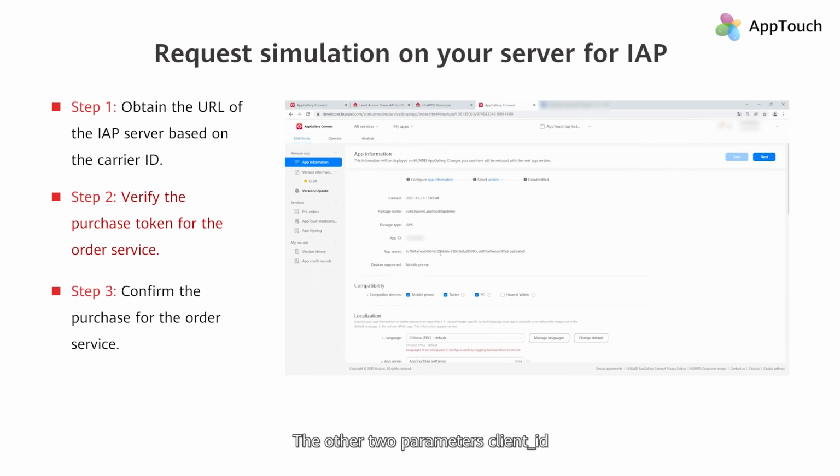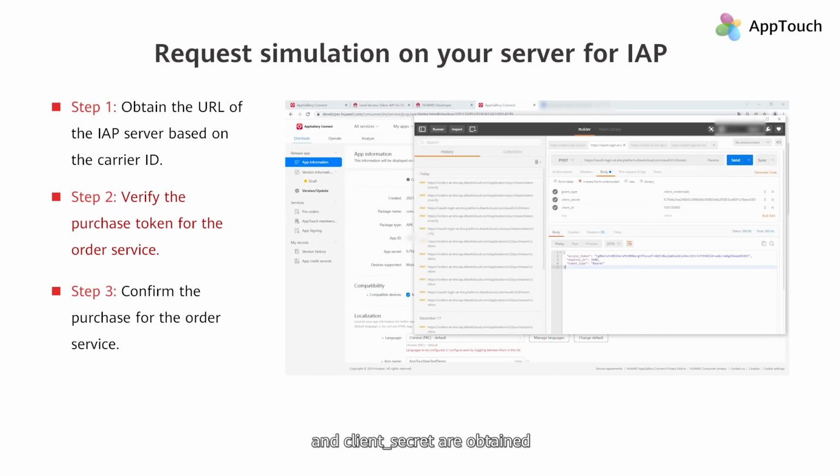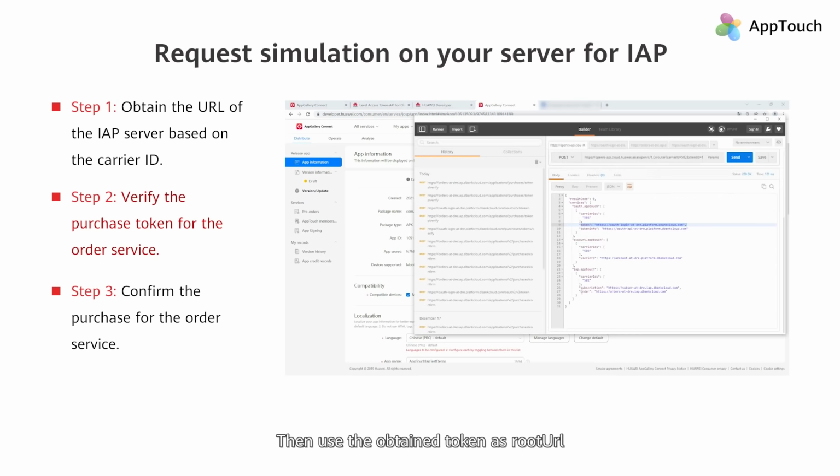The other two parameters, client ID and client secret, are obtained from the AppGallery Connect console. You can find the values from Project Settings, General Information, under My Projects. Use the value of client ID for client ID and that of client secret for client secret. Start Postman and configure the request body. Then use the obtained token URL as root URL to obtain an access token.